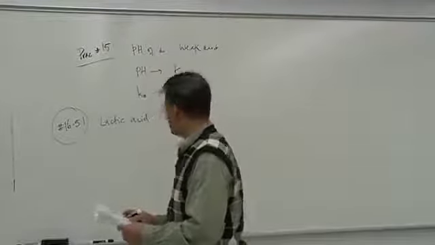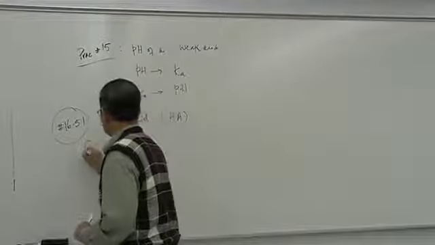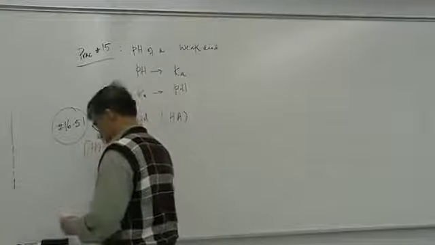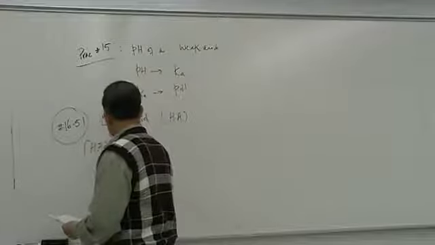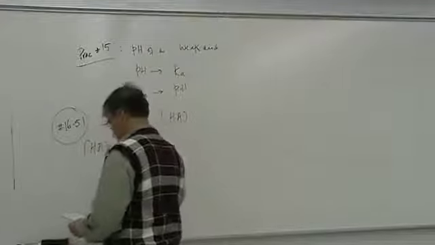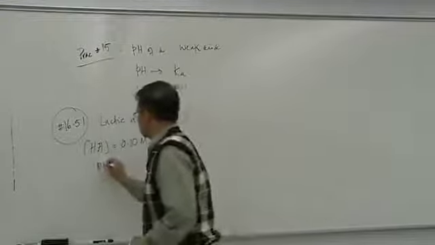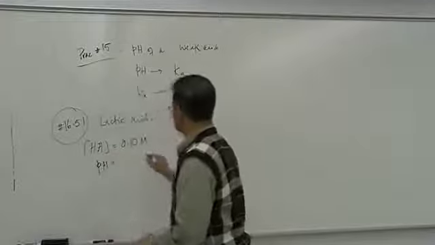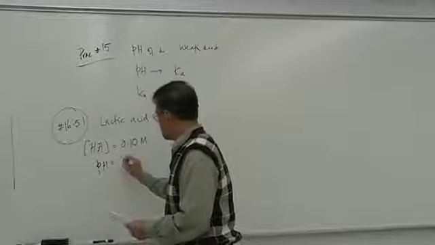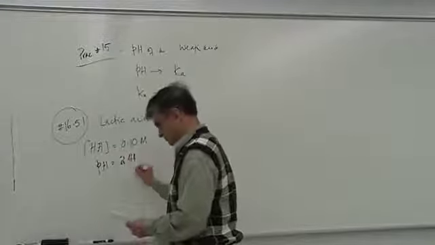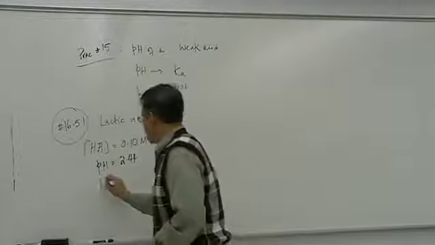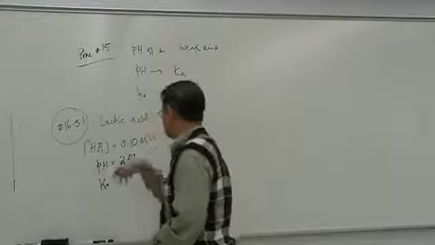And they gave you the initial concentration. So initial concentration of HA equals 0.10 molar. pH is given in this problem, which is 2.44. And the question is asking for Ka value.